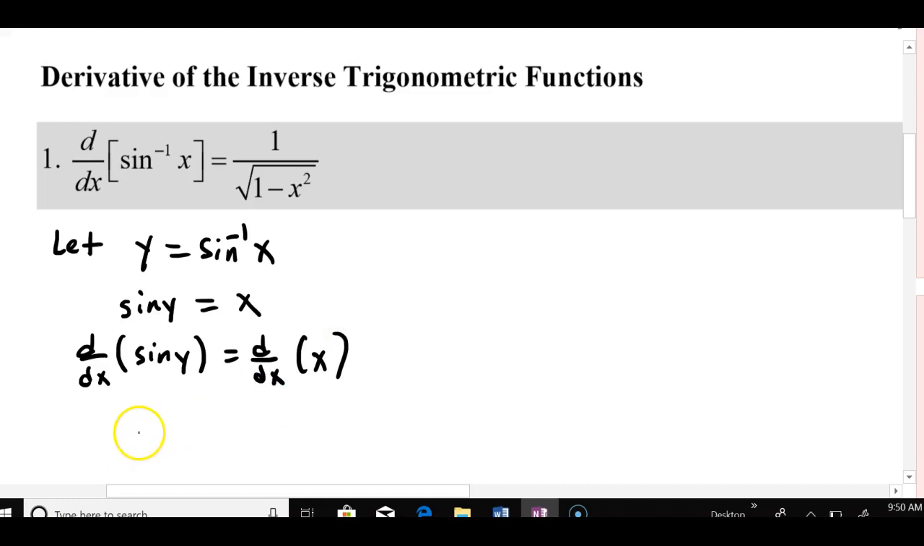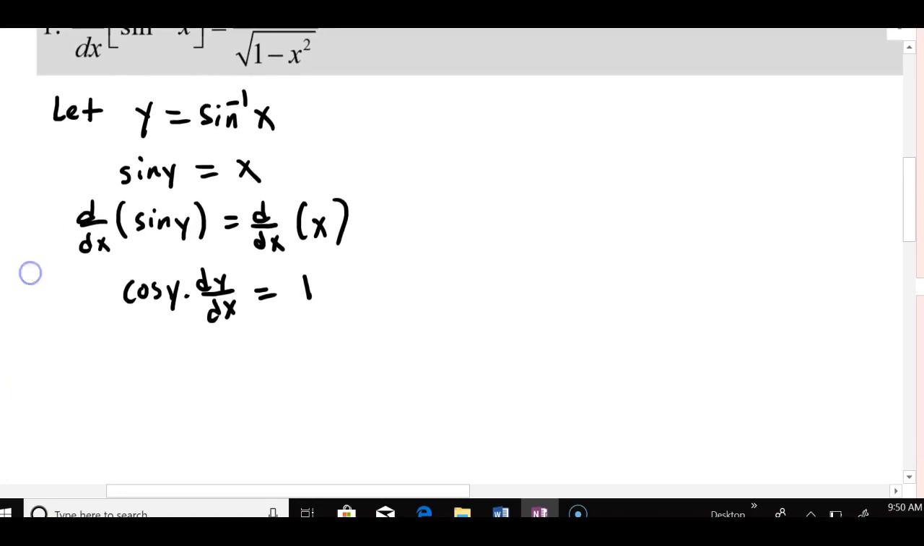Okay, and the derivative of sine y, well, the derivative of sine is cosine, and then dy dx, equals, and then on the right side, 1. Now solve for dy dx, we get that dy dx is going to be equal to 1 over cosine y.